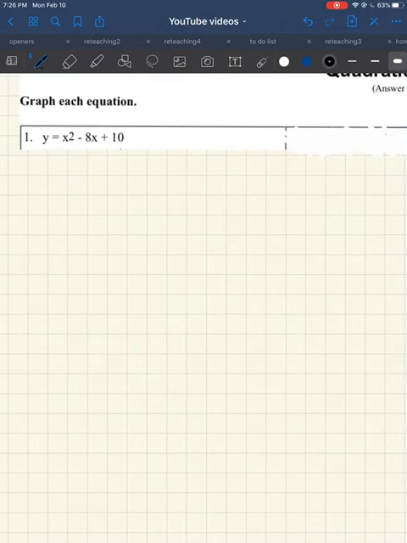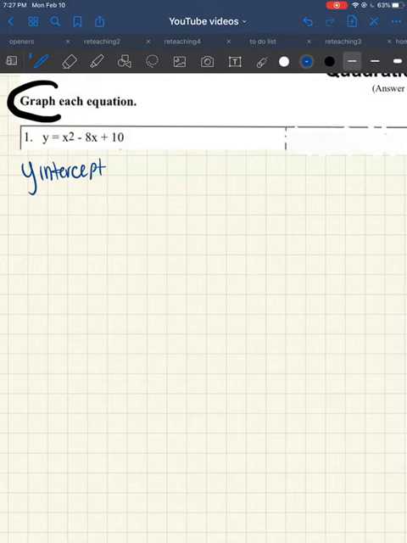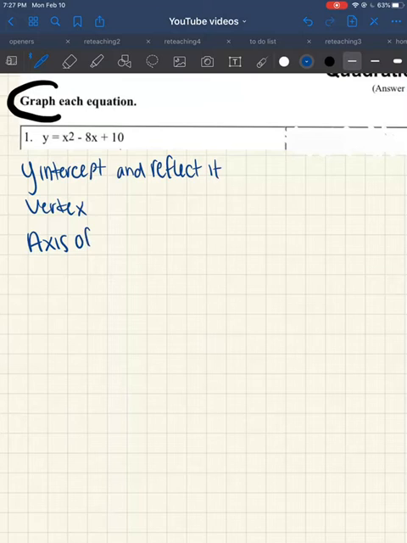Okay, so for this problem, I need to graph. That's way too big. Okay, so all I want to do is find 3 points. I want to find a y-intercept and reflect it. I want to find my vertex, and I want to find the axis of symmetry.